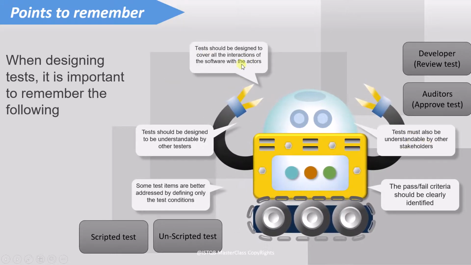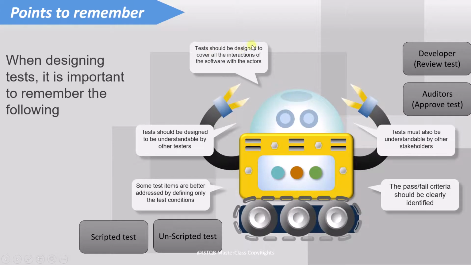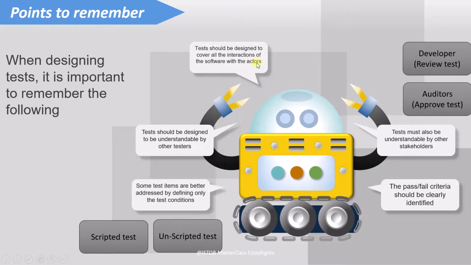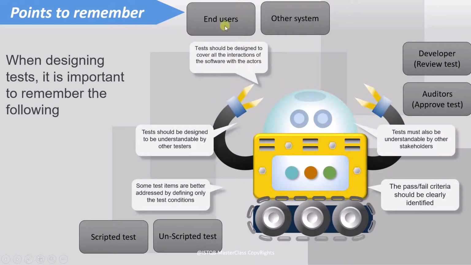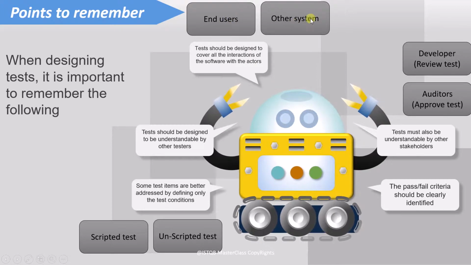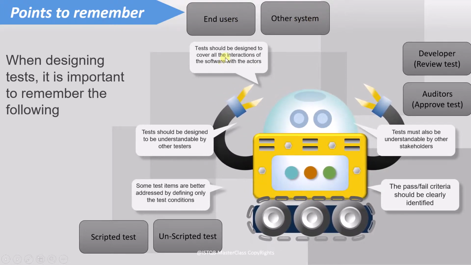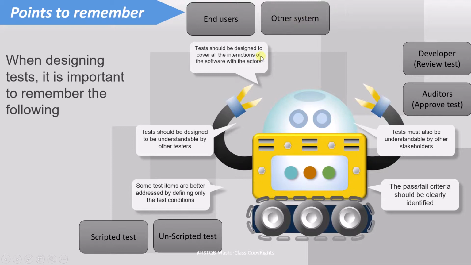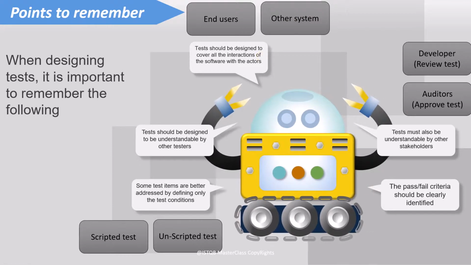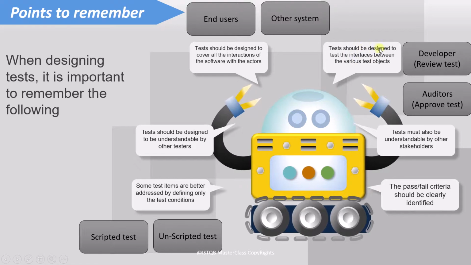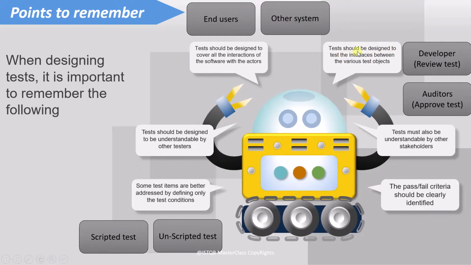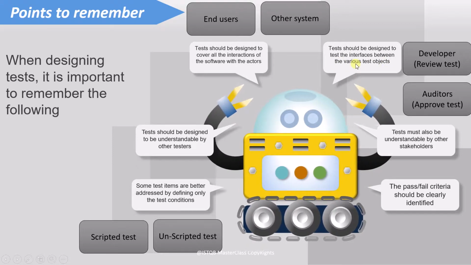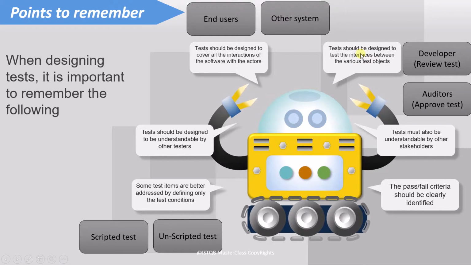Now moving towards the fifth point, that is tests should be designed to cover all the interactions of the software with the actors. When I talk about actors, actors are nothing but end users or the other system. So we have to make sure whatever test cases we are writing should consider the end user's perspective as well as other systems' interaction also. And the last point is tests should be designed to test the interface between the various test objects. So if there are many requirements, there should be a test case which is testing the interface between them.